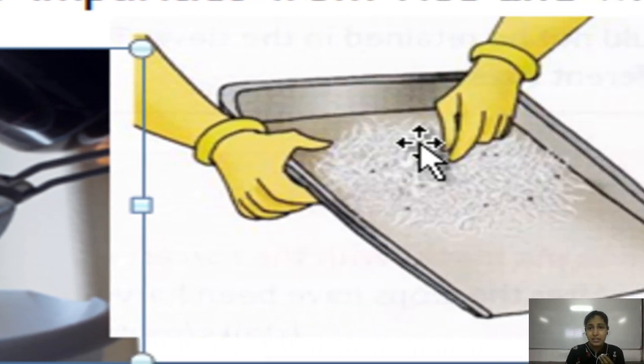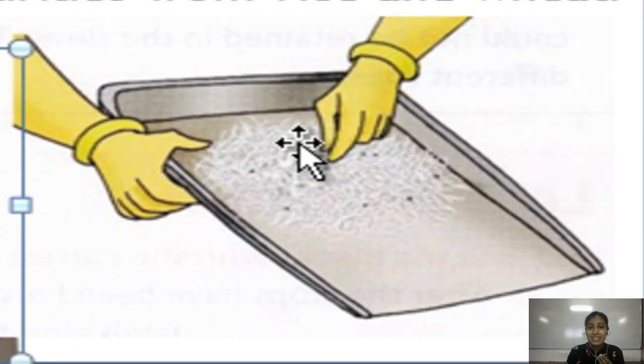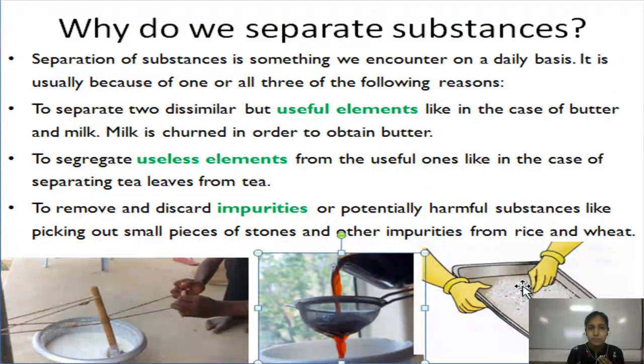And the third reason is to remove or discard impurities or potentially harmful substances, like picking out small pieces of stones and some impurities from rice and wheat. The substances to be separated may be particles of different sizes or materials. These may be solid, liquid, or even gases.